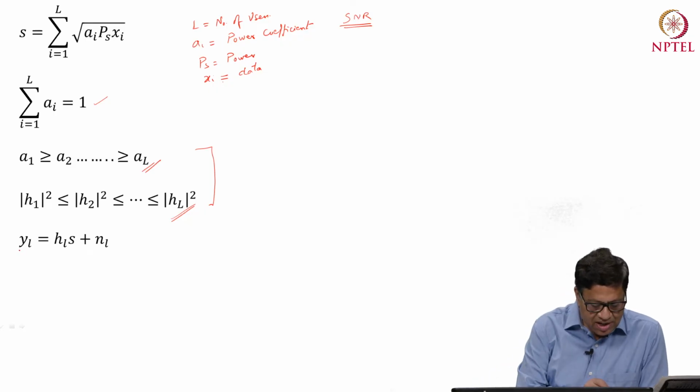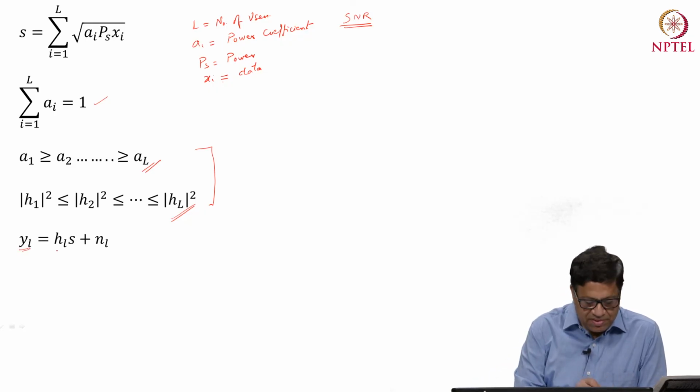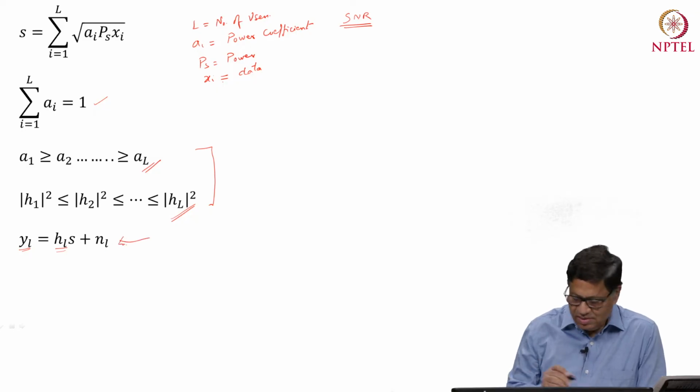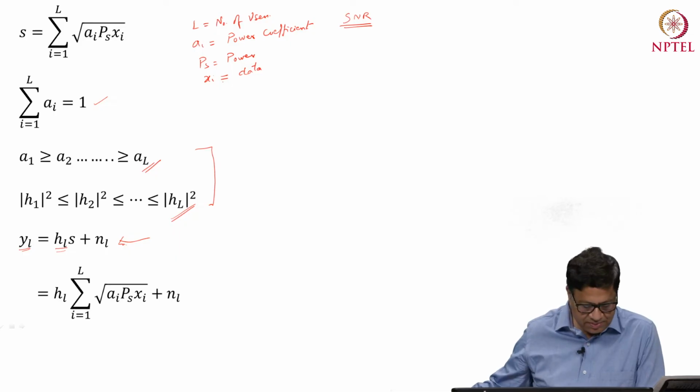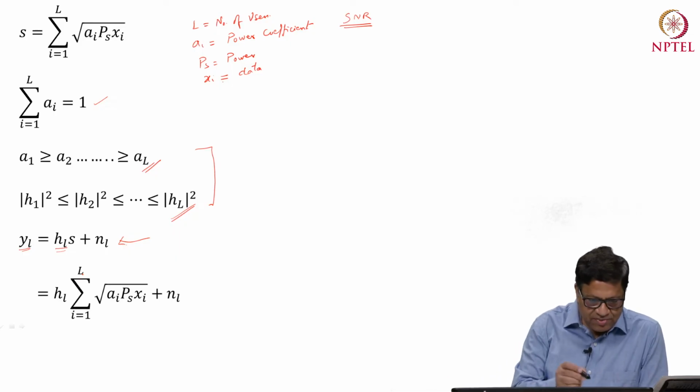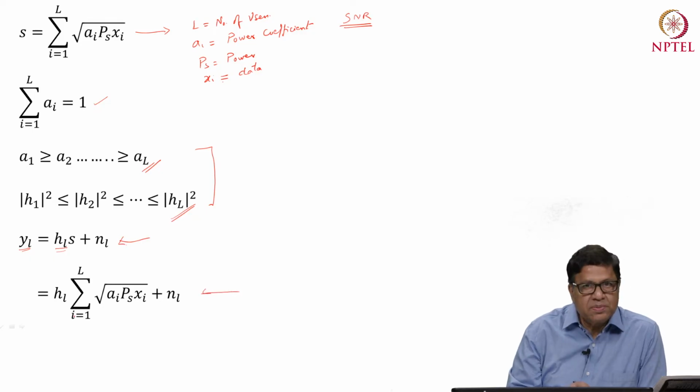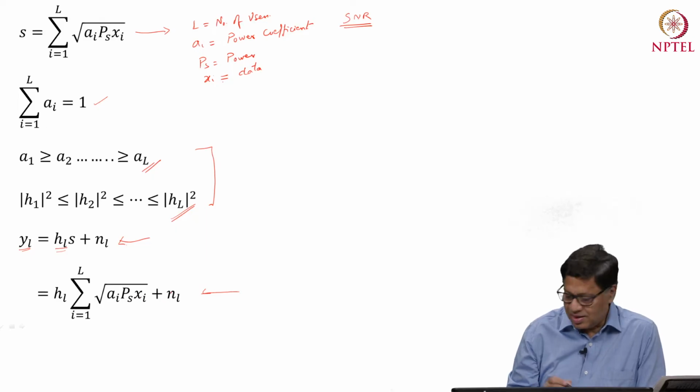So the data on the Lth user will be given by HL, HL is the coefficient of the Lth user, into S, the superposition signal, plus noise in the Lth user. So this is the data on the Lth user. And if I put the value of S here in this equation, this becomes HL summation i equal to 1 to L square root of AI PS XI plus NL.